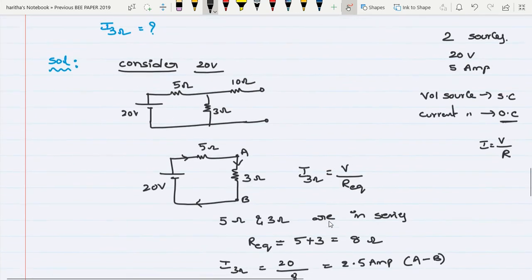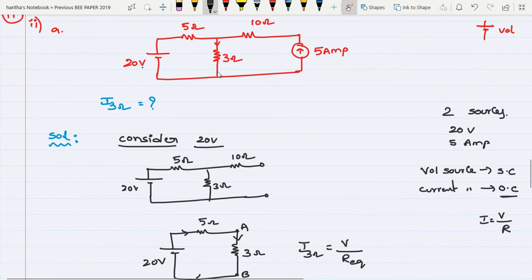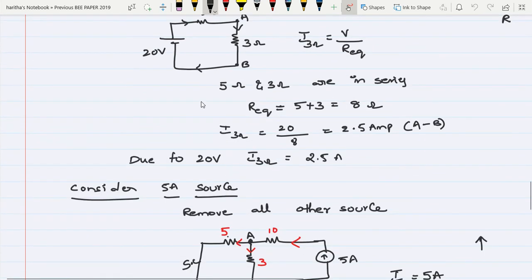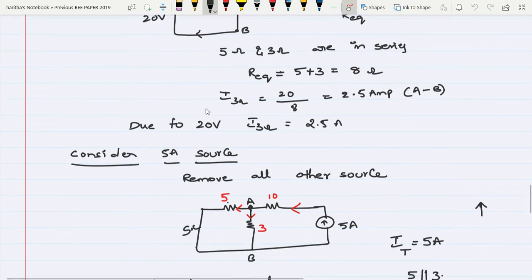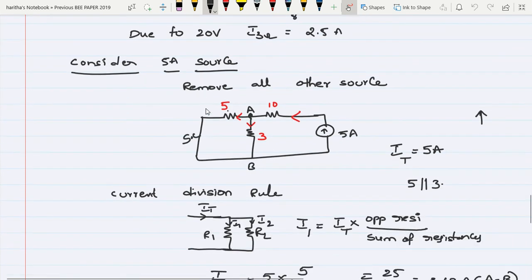But what is our aim? We have to find out the current passing in 3 ohm resistor when all the sources are there in the circuit. But what we did, we considered only one source at a time, and we found the current passing through 3 ohm. So that is not required. We have to find out the current in 3 ohm with all the sources in circuit. So now here the superposition theorem comes into the picture. According to the superposition theorem, this is the procedure: you have to consider each source alone, find out the current, and finally add all the currents.